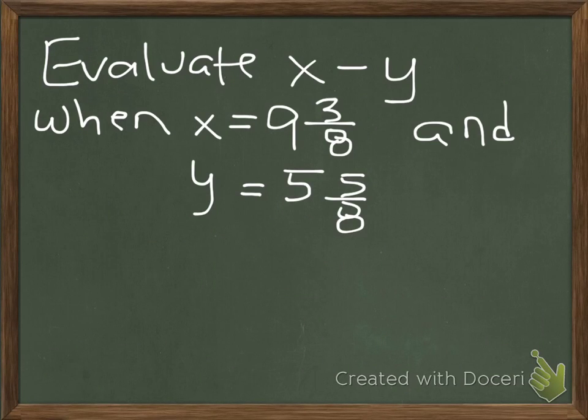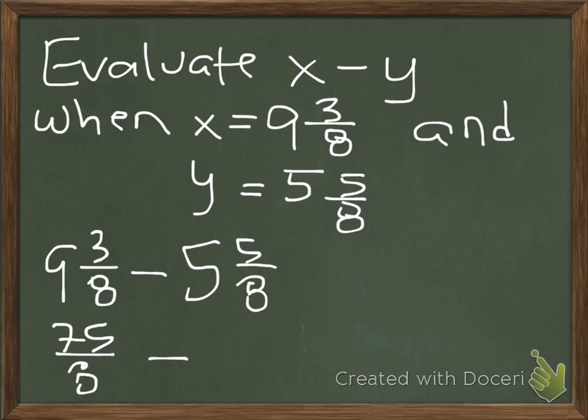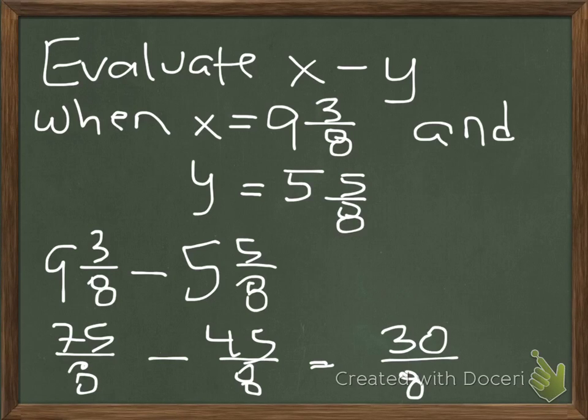This one, we just need to fill in the values of the variables first, and we're subtracting. So 9 and 3/8 minus 5 and 5/8. Then we change them into improper fractions. So 75 over 8 minus 45 over 8. And we subtract, keep the same denominator. We get 30 over 8. We can divide by 2 here to get 15 over 4, which is my final answer.